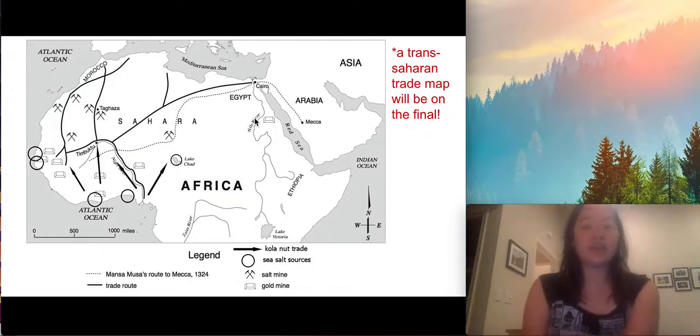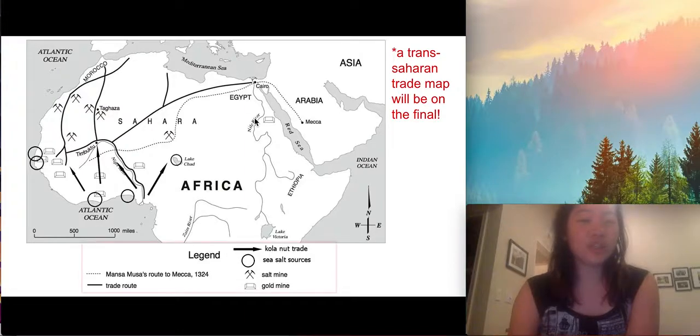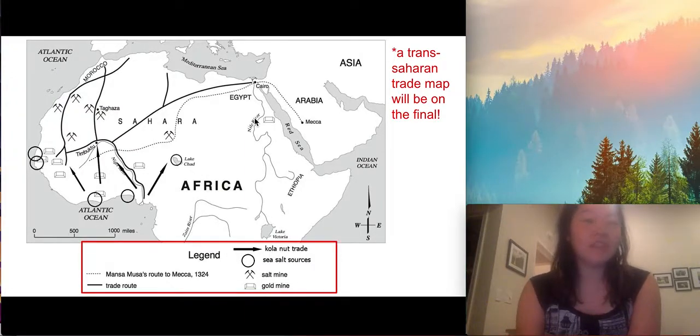And now we're going to look at a Trans-Saharan map. Please know a similar map will be on the final. Go ahead and try. Make sure, though, that you focus on the legends so you understand what all the symbols mean, and also be aware of the compass so you know your directions.